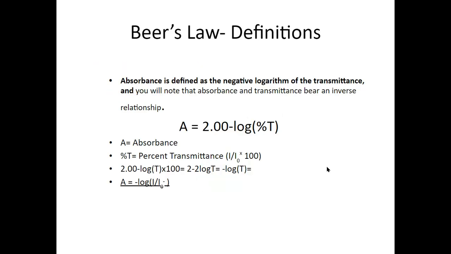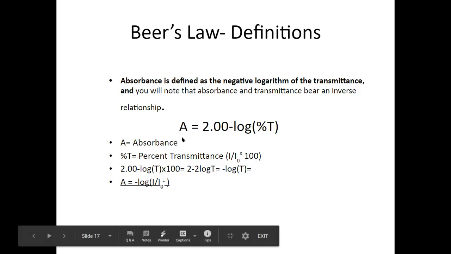Then absorbance is defined as the negative logarithm of the transmittance. And you will note that absorbance and transmittance bear an inverse relationship. That makes sense intuitively, right? They're inversely related to each other. So as you decrease the percent of transmittance, there's an increase in absorbance, because there's not as much light passing through, it's being absorbed, and vice versa.